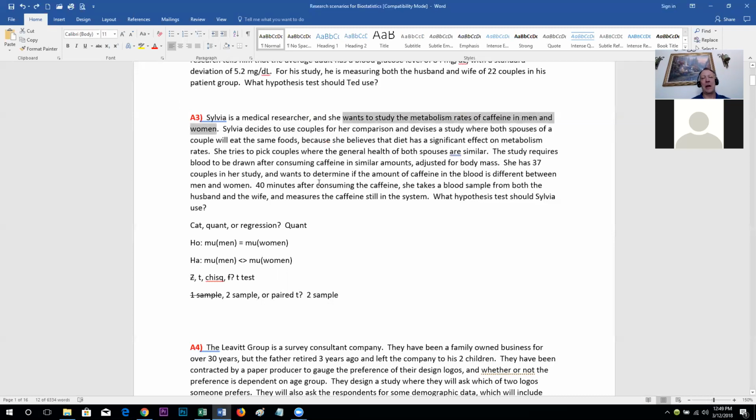So they're not pairing up the couples. She's trying to take the blood sample and she's comparing the difference between men and women, not between husband and wife. If they said it was between the husband and wife, then that would actually be a paired t. So this is correct. On the other hand, if I had said it was a paired t, that would also change this. Instead of mu men equals mu women, I would say that the difference is 0, and that the difference does not equal 0.